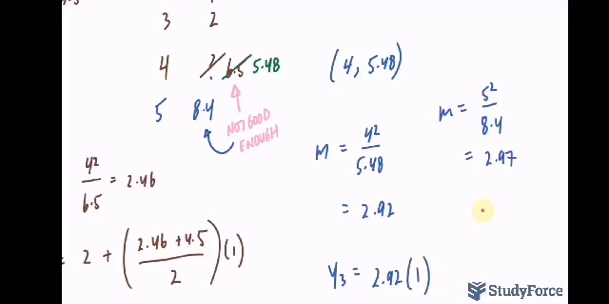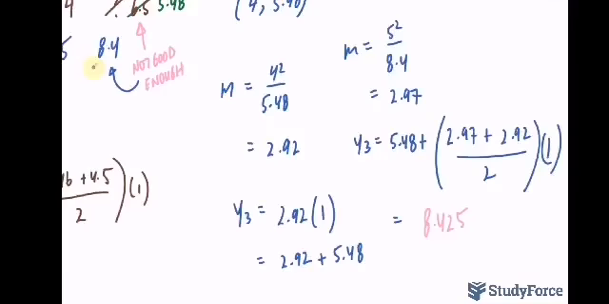Now, like I said, this is not good enough, so we will use the exact same formula as before, but instead of y sub 2, we will be using y sub 3 is equal to our previous y. Our previous y was 5.48 plus the average of the two previous slopes, this one 2.97 plus this one 2.92, divided by 2. We're taking the average times 1, and we get a corrected value of 8.425.